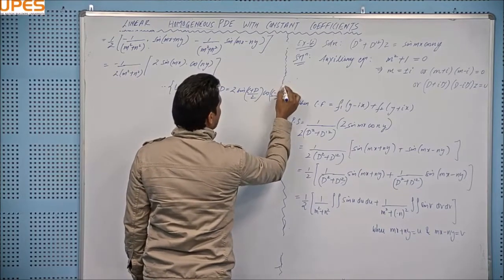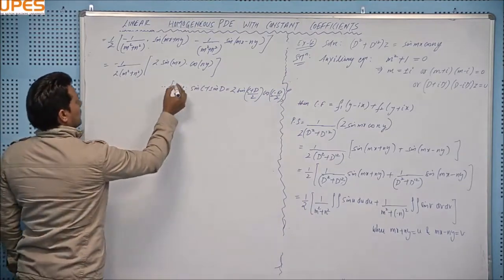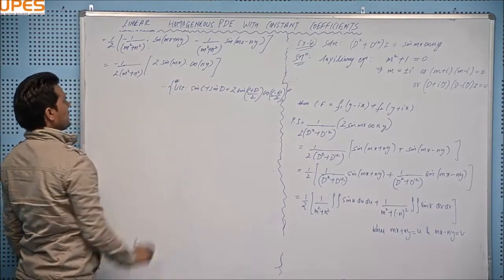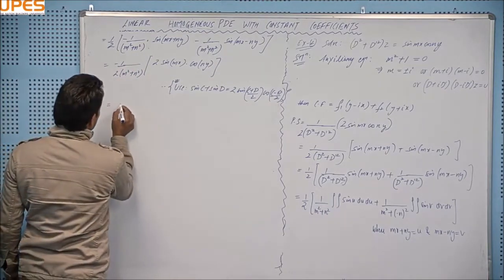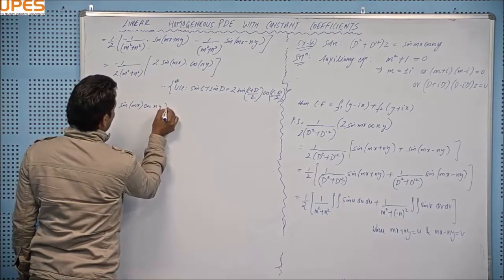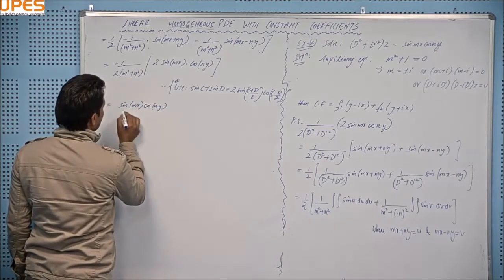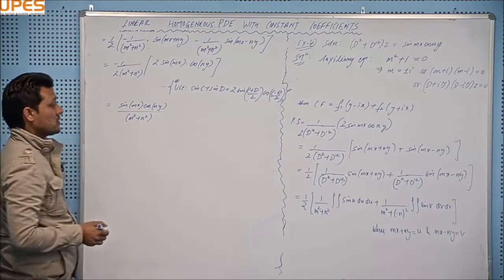Okay, right. And 2 will be cancelled, right? And then I will be getting something like sine mx cos ny upon m square plus n square. So this is my particular solution.